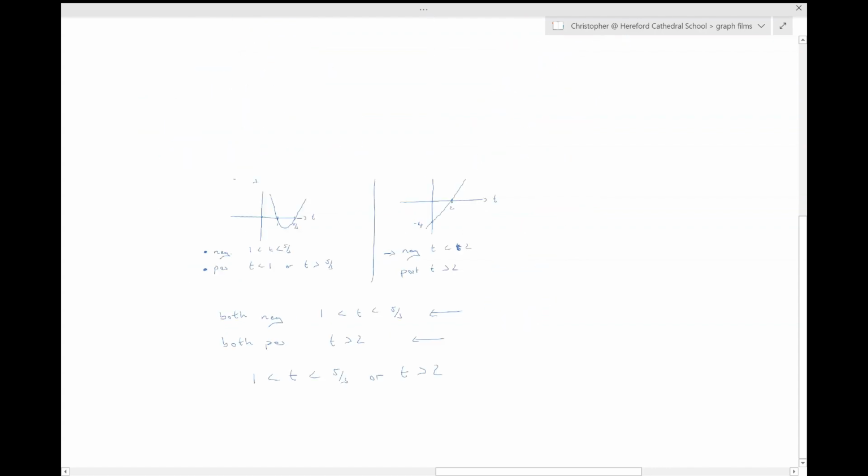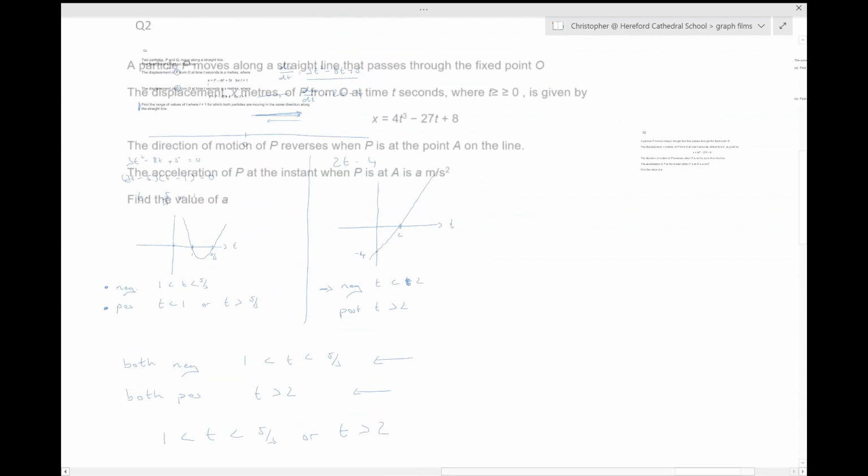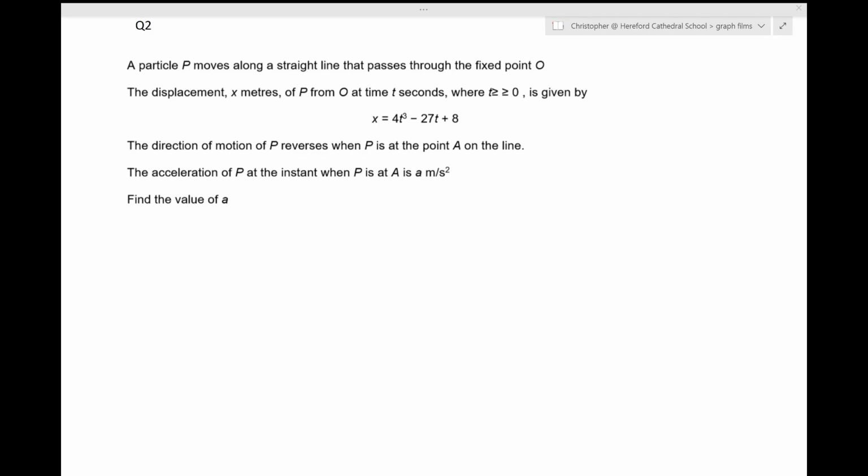And that is the solution to question 1. Question 2. Okay, another particle question. Here we go. A particle moves along a straight line that passes through the fixed point O. Fine. Let's just draw that. Here's my straight line. Here's O. My particle moves along here.